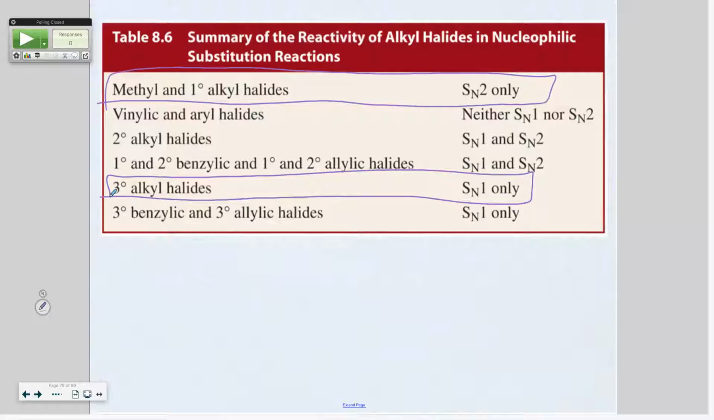Okay, now when you get into these, the primary and secondary benzylic and allylic, it's going to depend on conditions. Same thing with secondary alkyl halides. It's going to depend on conditions. Tertiary benzylic and allylic will be SN1 only because no SN2 on tertiary centers, no matter what kind of tertiary.